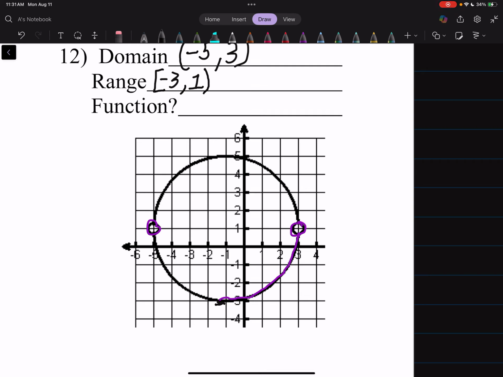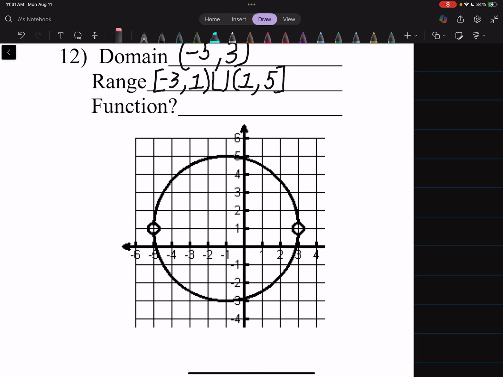Now that's the bottom half of this circle. So to do the top half, I need to say union with a U. I'm going to start at 1 again. And this time I'm going to be going upward. And I'm going to reach 5. It does touch 5. It gets a square bracket.